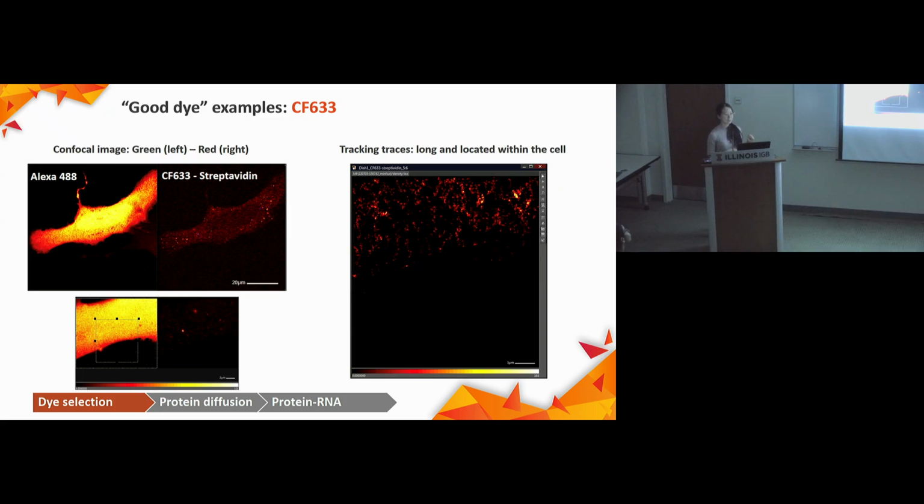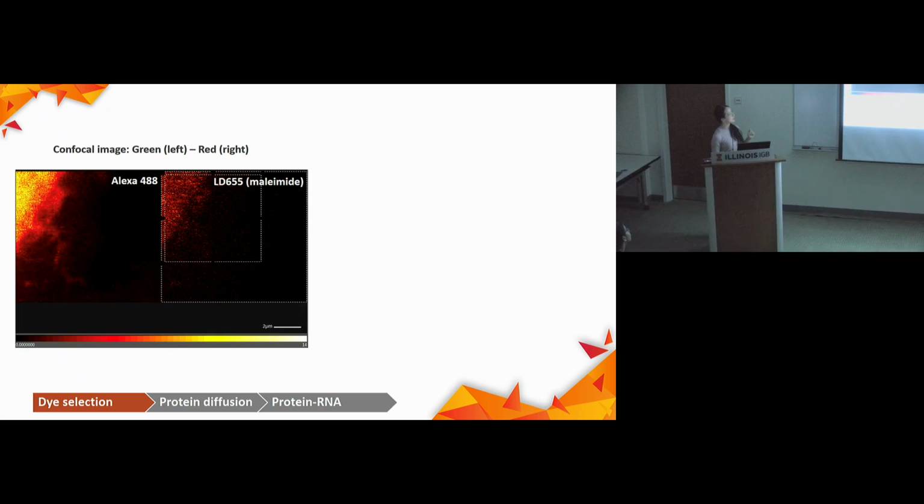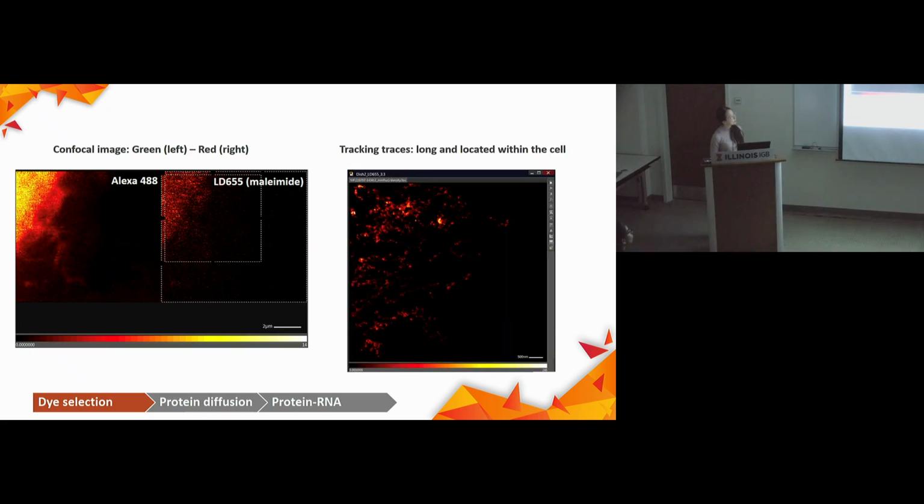Please remember that. Okay, and another one that we also tested is called LD655 maleimide, and we microinjected into the cell, cropped this area for MINFLUX tracking. It's also half within the cell and half outside of the cell, and boom, we're seeing those traces. Those are long and located within the cell only. Okay, so this is another good example of the dye, LD655. So far we know CF633, LD655 are the two dyes that we would use for MINFLUX live cell tracking.